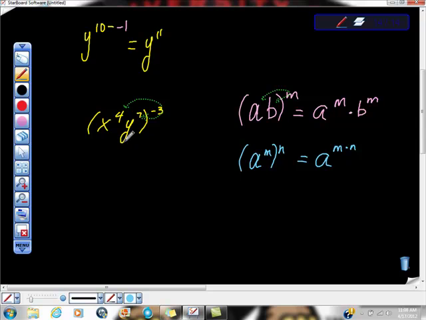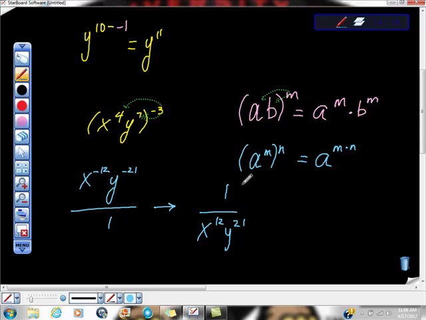So when I distribute this, I get x to the 4 times negative 3, which is x to the negative 12th, isn't it? And then y to the 7 times negative 3, which is negative 21, isn't it? Remember, this whole thing is over 1. Now, because I have these negative exponents, I need to flip this over and get 1 over x to the 12th, y to the 21st.